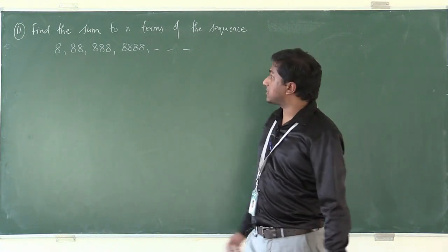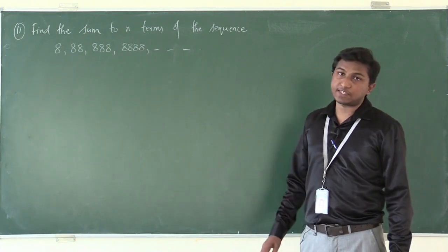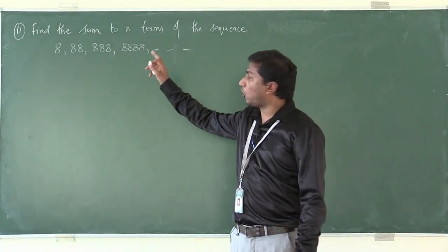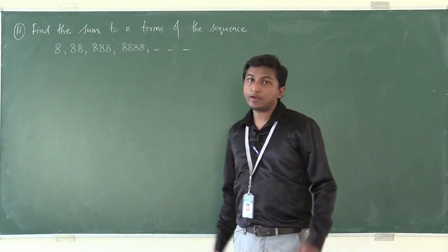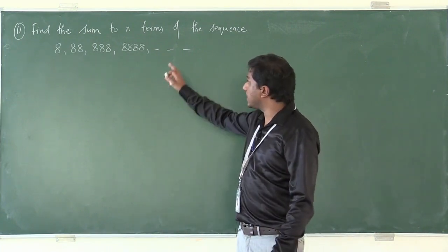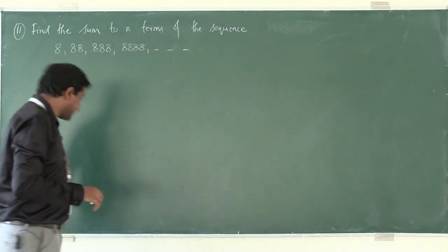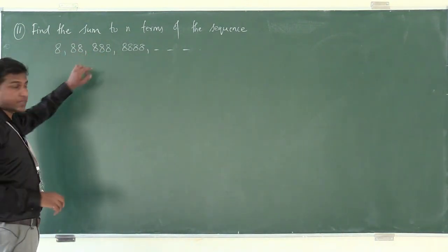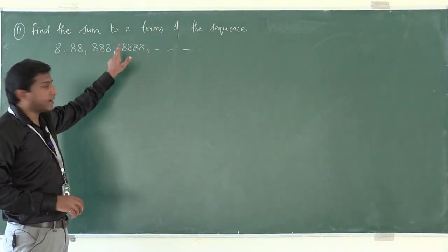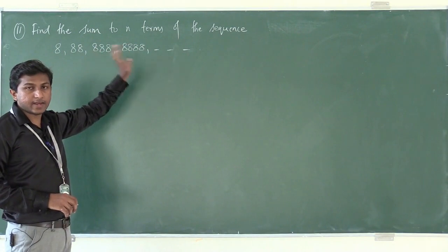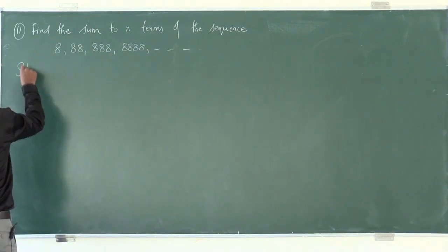The next problem states: find the sum to n terms of the sequence 8, 88, 888, 8888, and so on. So we have a sequence. This is the given sequence 8, 88, 888, 8888 and so on. So we'll start the solution like this. Solution.